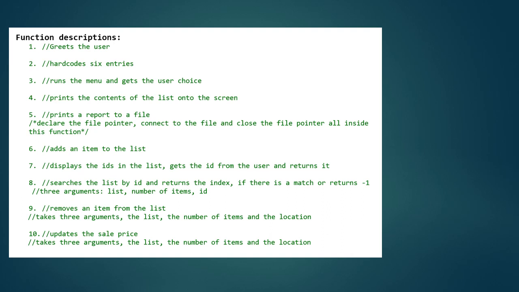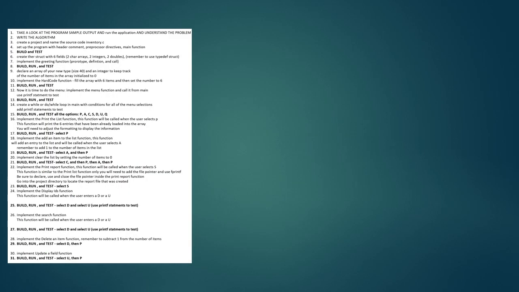So let's just go over what we've already talked about. We've already talked about that you need to greet the user. We've already talked about how to declare an array of your new data type. In my example, it's students, and how to put 6 entries into your array. So the next thing we're going to talk about is how to do the menu.